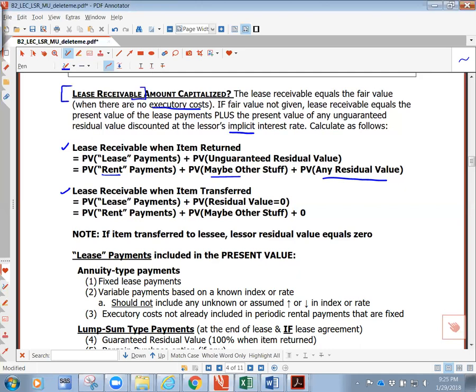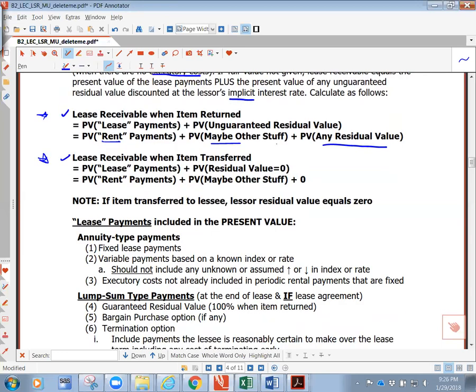When the item's transferred, from the lessor perspective, they don't get it, so they have zero residual value. So the problem might say it has a $5,000 residual value, but in fact, since the title is transferred at the end to the lessee, the lessor's effective residual value whenever the item is transferred to the lessee at lease end is zero. This can be confusing, the difference between these two cases. That's why I laid them out, to remind you that when the lessor doesn't get the item back at the end, their residual value is zero.